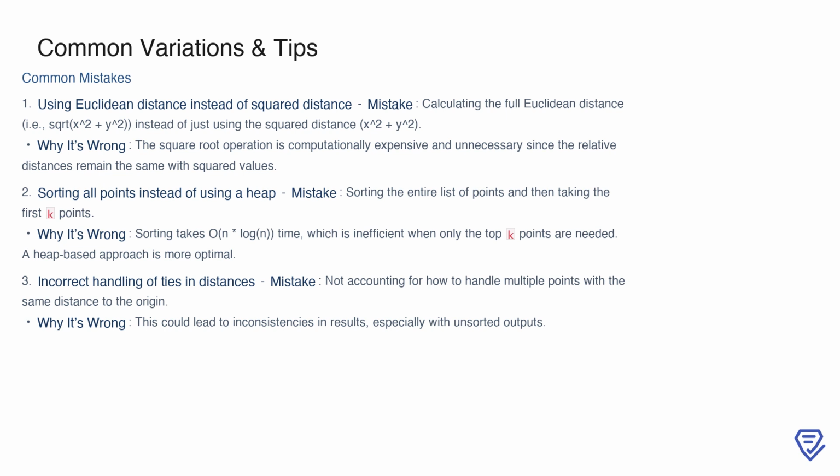Another mistake is sorting the entire list of points to find the closest k. Sorting takes n log n time, which is wasteful when we only need the top k points. A better approach is to use a heap, which can efficiently manage the k closest points as we process the input. Lastly, some people overlook how to handle ties when multiple points have the same distance to the origin. Neglecting this can result in inconsistent outputs, particularly if the problem doesn't specify an order for such cases. Always account for these scenarios to ensure correctness.